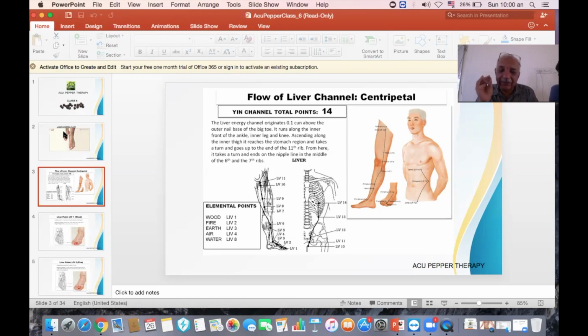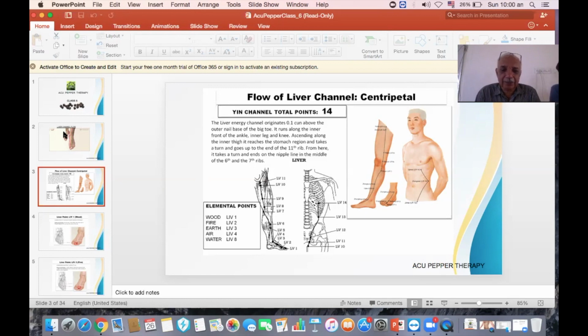I told you, 11th rib. The 12th rib is hanging, so it won't touch it. 11th rib tip, that also hanging. So there it will pain. From here it takes a turn and ends on the nipple line in the middle of 6th and 7th rib. Understood? You understood this one, 6th and 7th rib.